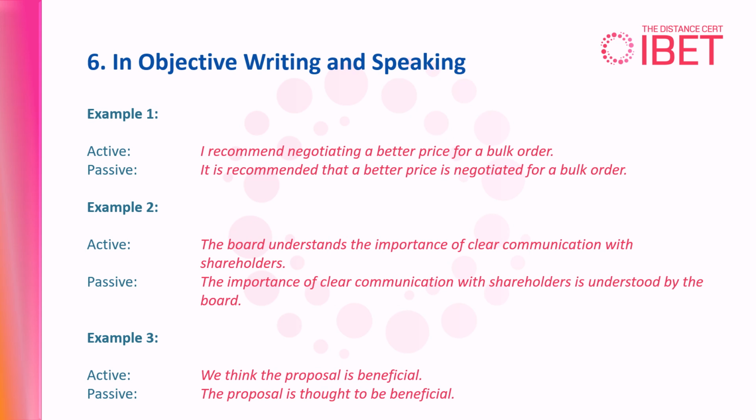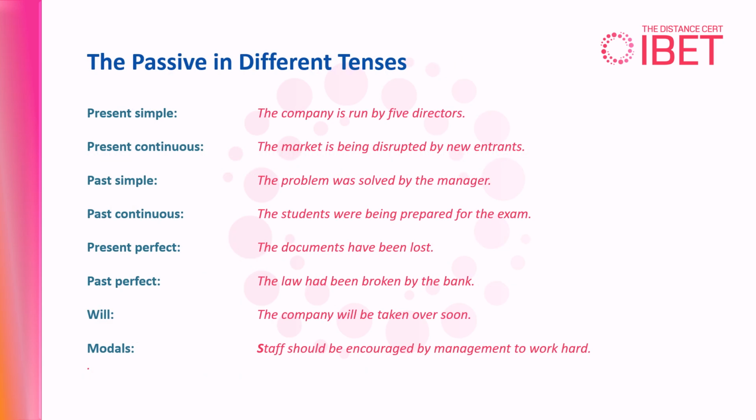Example 3. Active. We think the proposal is beneficial. Passive. The proposal is thought to be beneficial. Here are some examples of the passive in different tenses.